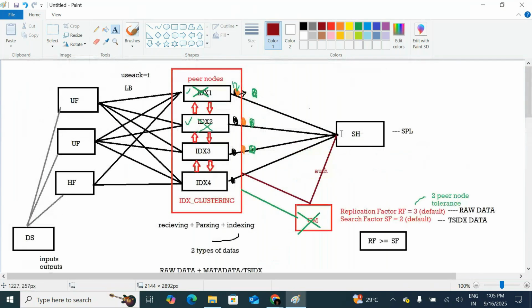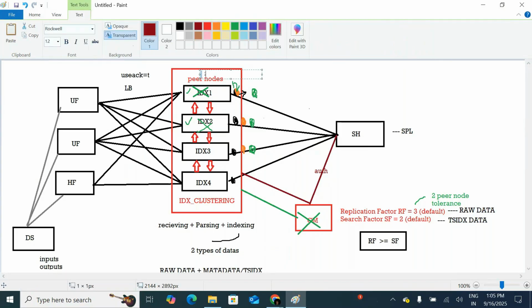Please remember, the search head will connect to CM only for the first step. Once you get the authentication, there is no need to contact it every time. It directly deals with the indexers. How will it deal with the indexers? Actually, every indexer has its own GUID.